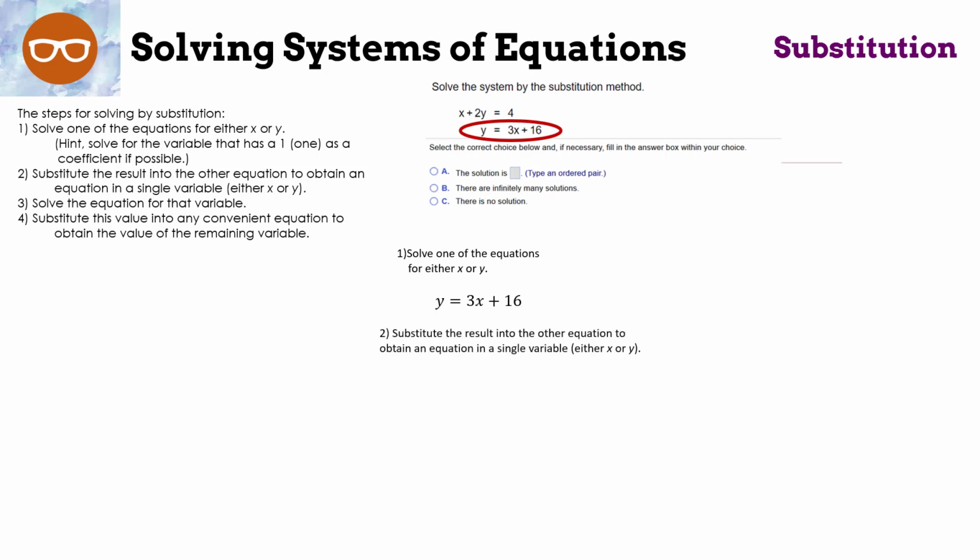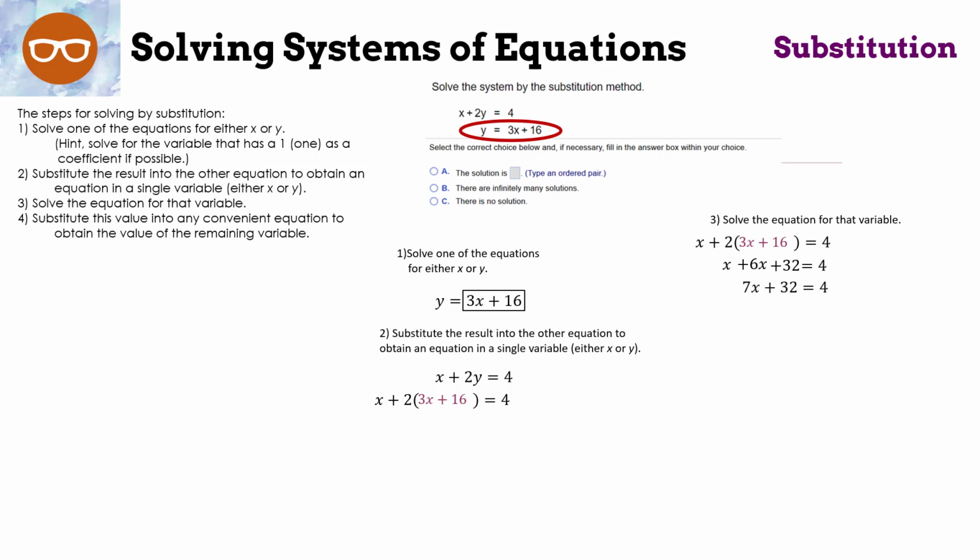Now we're going to substitute the result into the other equation. Our other equation is x plus 2y. Well, we know what y is. So we're going to put 3x plus 16 in for y. We're going to have x plus 2 times 3x is 6x, 2 times 16 is 32, equals 4. Let's keep solving for x. X plus 6x is 7x plus 32 equals 4.